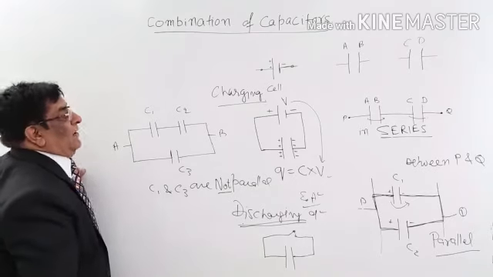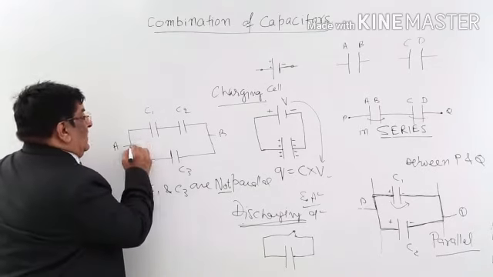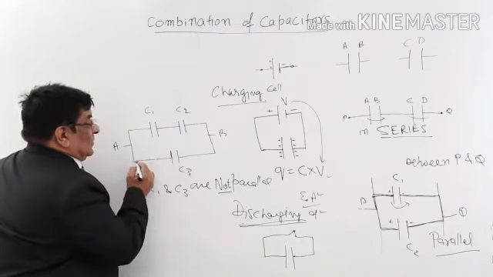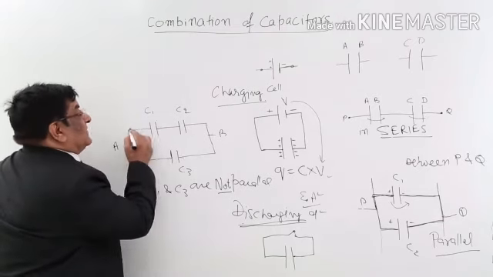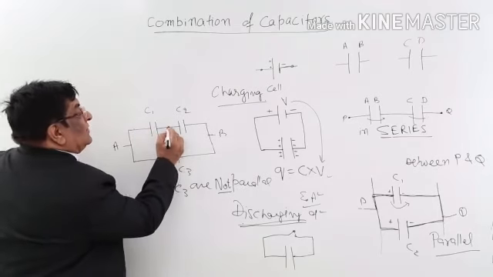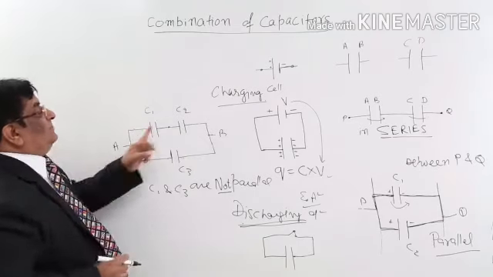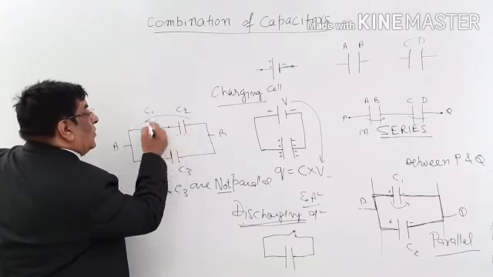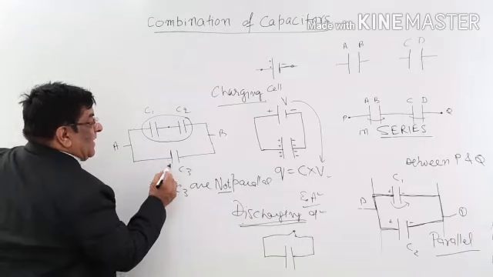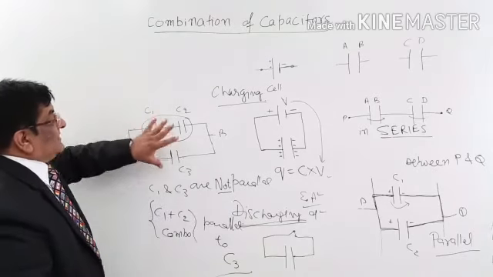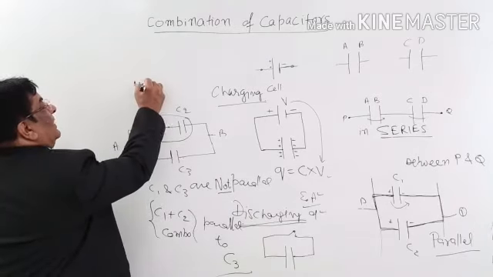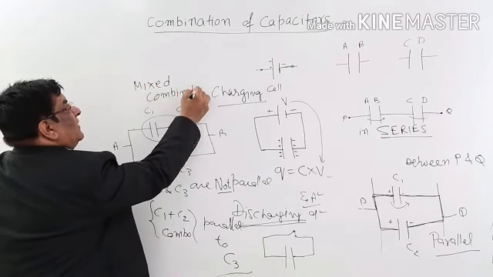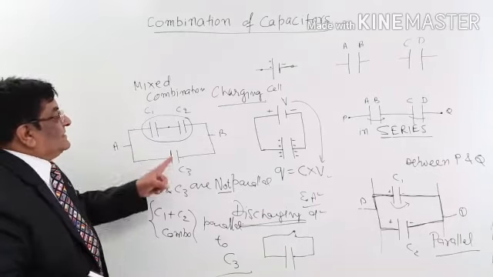Why are they not parallel? Because when we go from A to B, after crossing C1, we have not reached B. After crossing C3, we reach B. But after crossing C1, we have not reached B, we have to cross this also. Then only we reach B. So these two are in series, but this whole combination is parallel to C3. This type is known as mixed combination. So mixed combination is not a new combination. This is a combination of series and parallel.